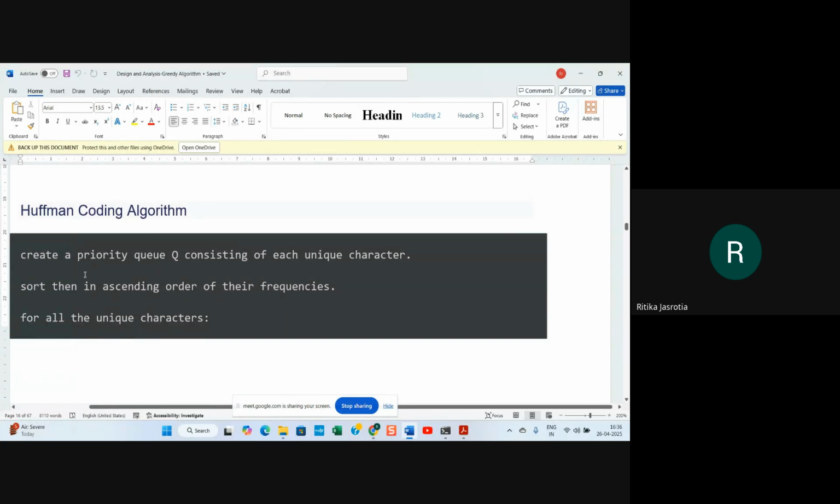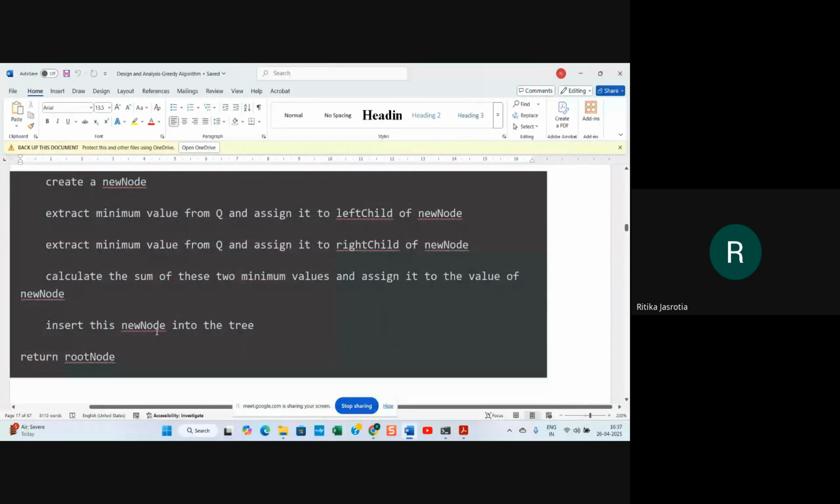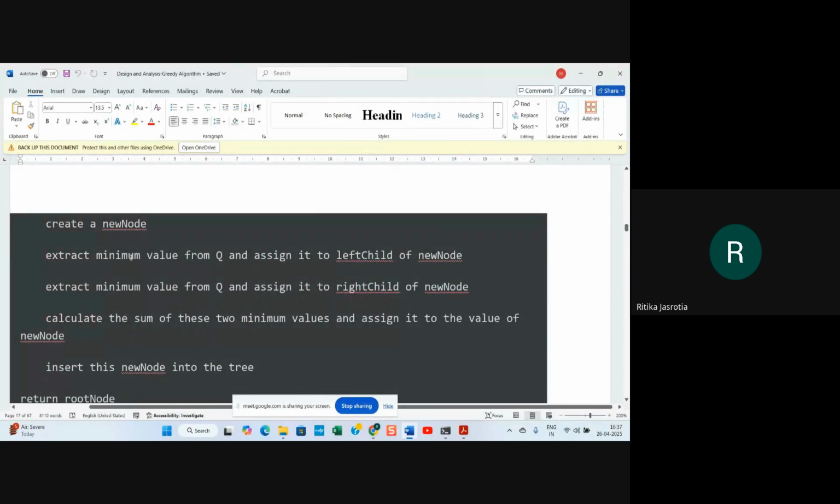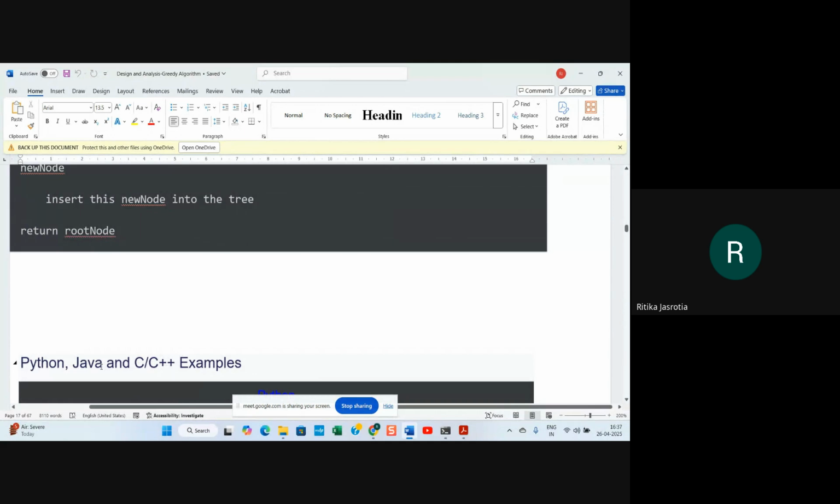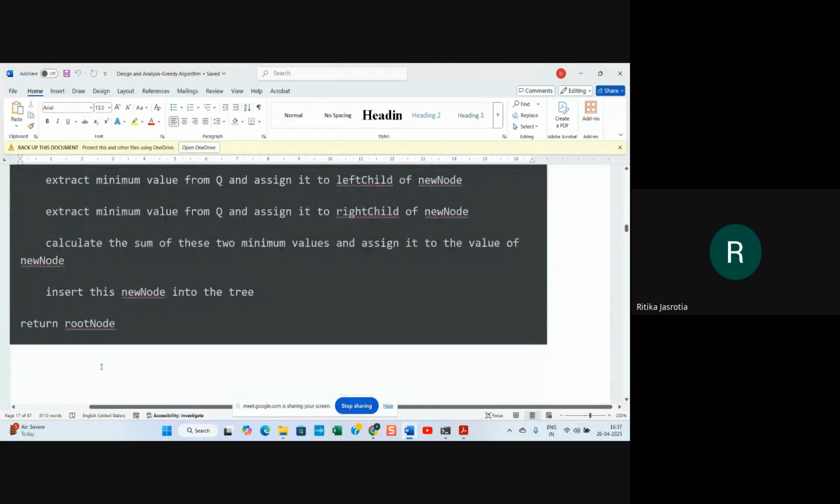Here they are saying: create a priority queue consisting of each unique character, sorted in ascending order of their frequencies. Find all the unique characters, create a new node, extract the min value from the queue and assign it to the left child of the new node, extract the min value from the queue and assign it to the right child of the new node, calculate the sum of the two minimum values and assign it to the value of the new node, insert this new node into the tree and return the root node. This is the algorithm, right?